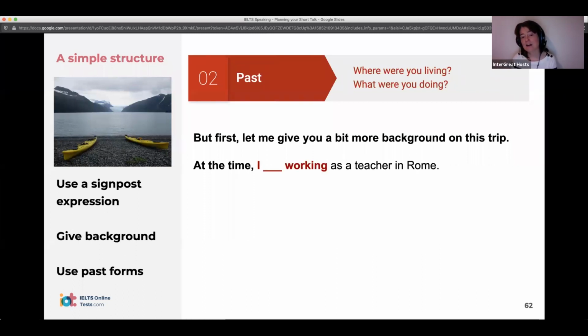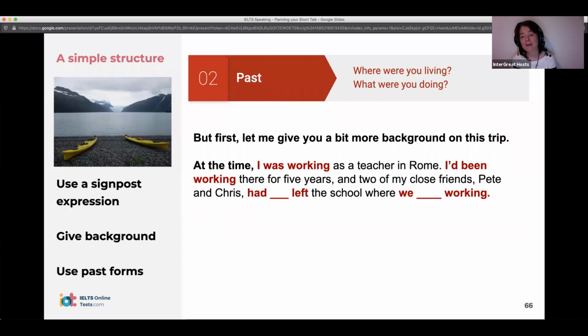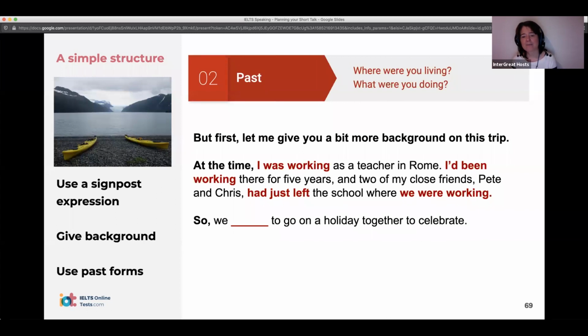So at that time I was working, good, as a teacher in Rome. Then we changed the tense a little bit. Good. I'd been working there for 5 years. So we got a nice range of tenses there. So my friends, Peter and Chris, had, we could say already or just, actually just is the correct answer, but you could also say already or recently, something like that, where we were working. Good. And then we move to past simple because now we're talking about the specific thing. Very good. We decided to go on holiday. We wanted to, we planned to. There's different things you can say there.